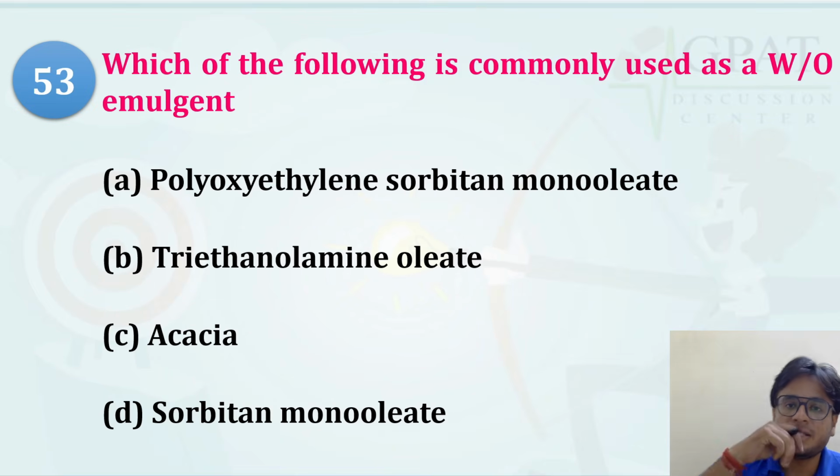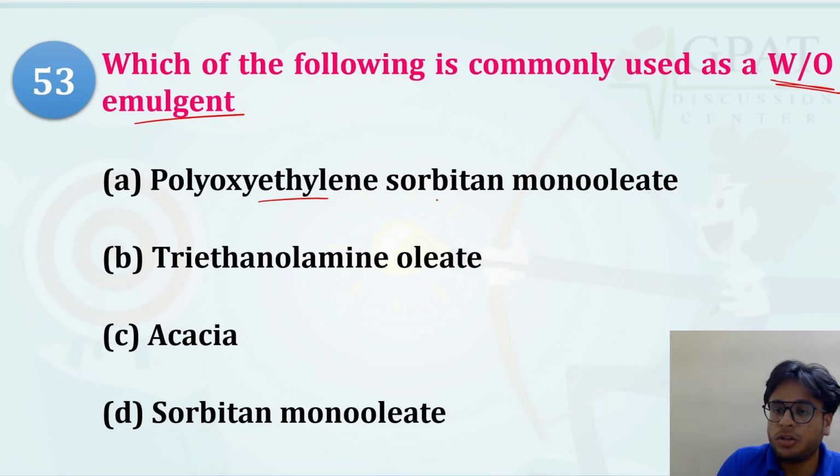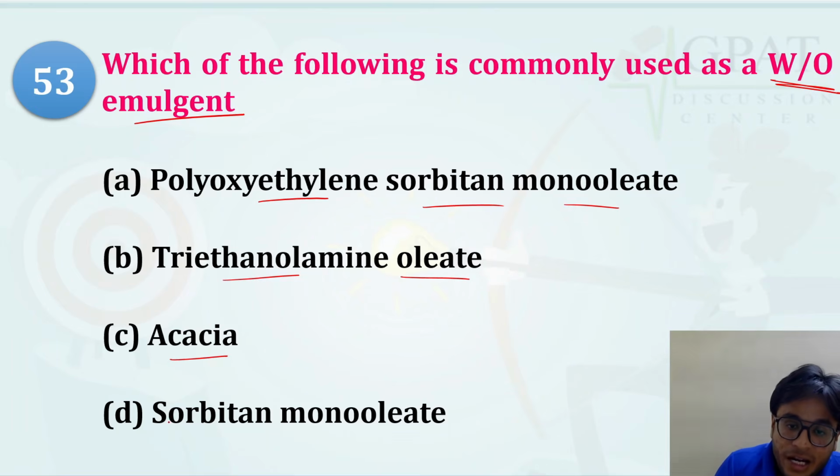Moving towards our next question, which of the following is commonly used in water in oil type of emulsion as an emulgent? Option A is polyethylene sorbitol monoleate. Option B is the triethanolamine oleate. Option C is the acacia, and option D is going to be what? Option D is going to be here the sorbitol monoleate.